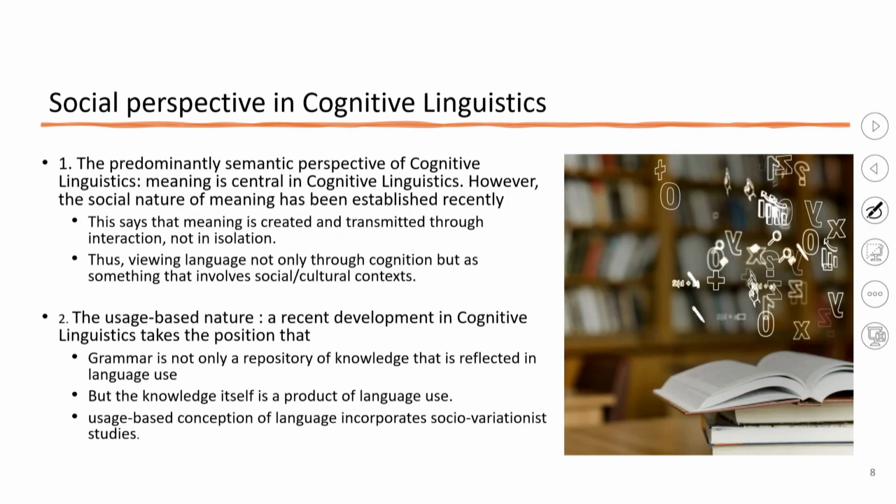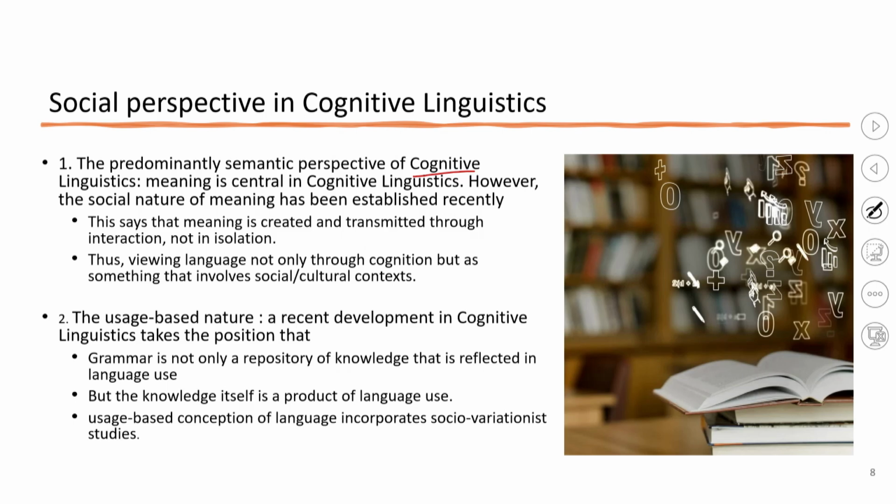Now, the social perspective in cognitive linguistics. The predominantly semantic perspective of cognitive linguistics is the starting point of the argument. Now, what does it mean? What does the predominantly semantic perspective of cognitive linguistics mean? It means that cognitive linguistics as a domain of study started as a reaction to the formal approaches to language.